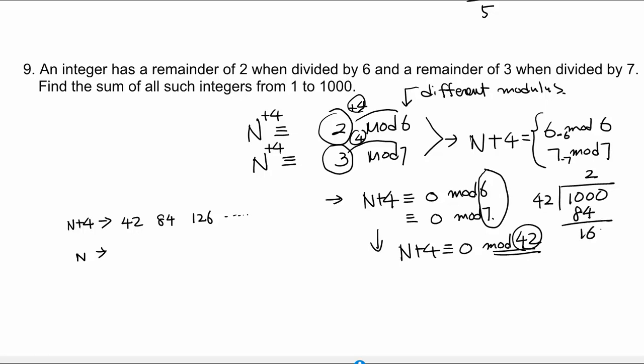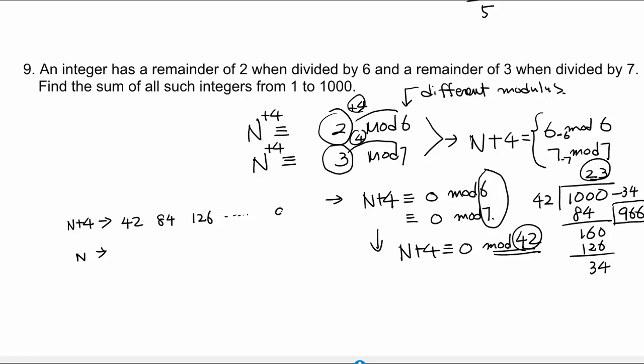So 23 multiples of 42, right? The last number, when you take off this remainder, is what? 966.